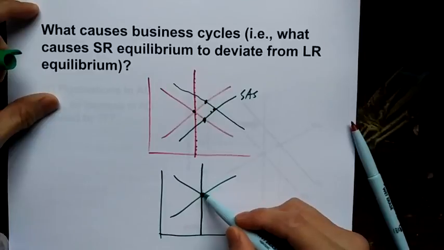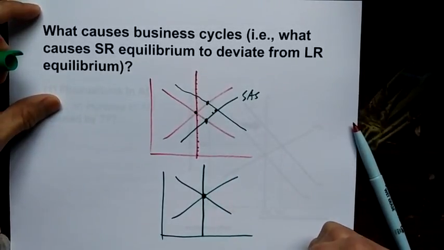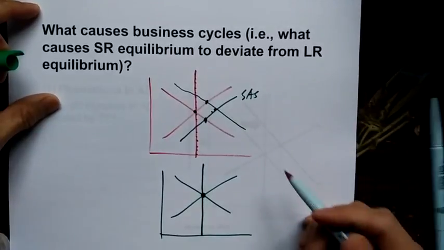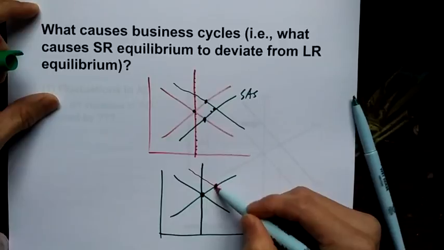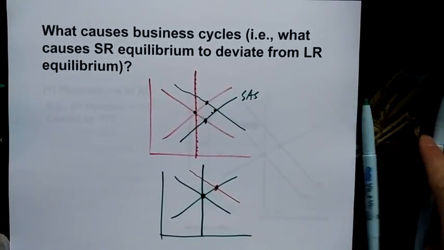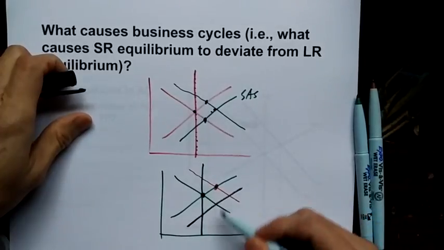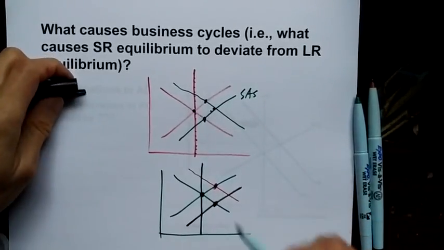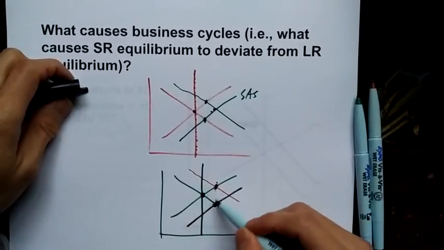How can this point go away from the long-run aggregate supply curve? One possibility, aggregate demand curve shifts. Then this is the new equilibrium. Second possibility, short-run aggregate supply curve shifts. Then this is the new equilibrium. In both cases, we deviate from the long-run equilibrium.